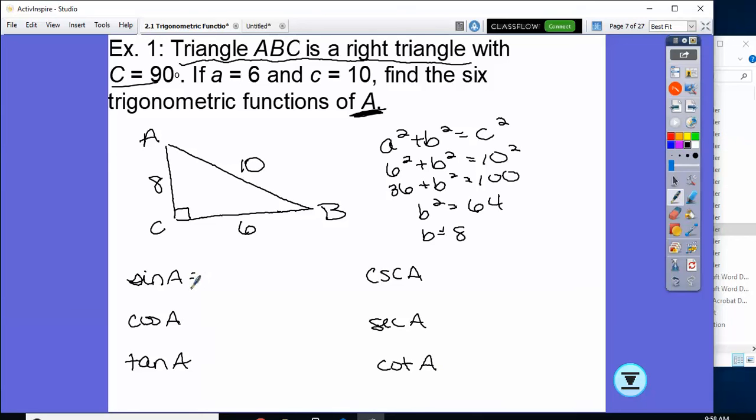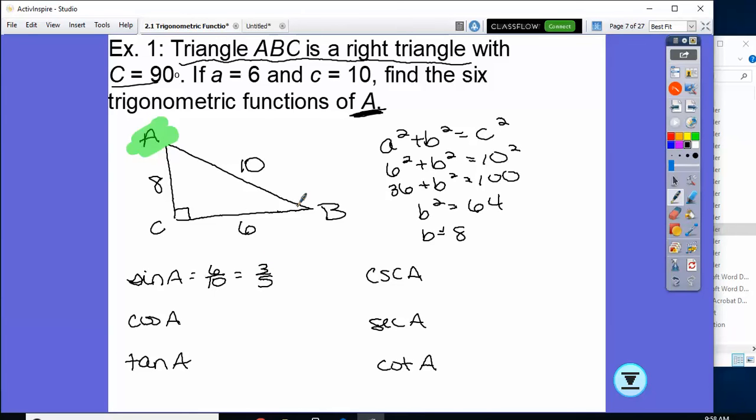So sine of A. SOHCAHTOA. Sine is opposite over hypotenuse. I am viewing everything here from angle A. So from A, my opposite side is 6. My hypotenuse is 10. Lowest terms, that would be 3 over 5. I don't want decimals, keep it in fraction.